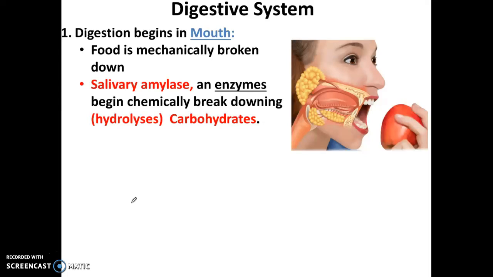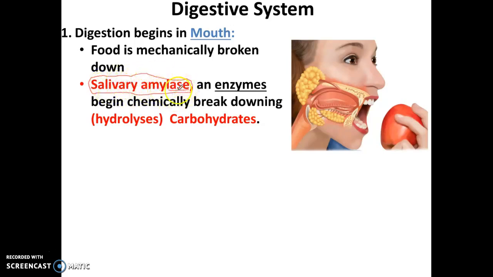However, we also have chemical digestion, and this is one of the enzymes that is important to remember: salivary amylase. Remember, every time you see that ase, we're talking about an enzyme. So salivary amylase is an enzyme that will chemically break down, or hydrolyze, carbohydrates. So every time you're chewing on some carbohydrates, some of it is found in an apple. Apples are a good source of sugars. And every time you put this in your mouth, you're going to break it down mechanically with your teeth, and also chemically with the help of salivary amylase.